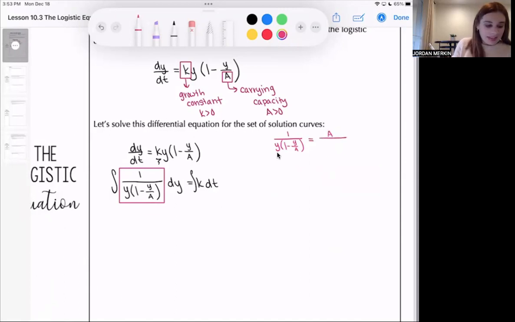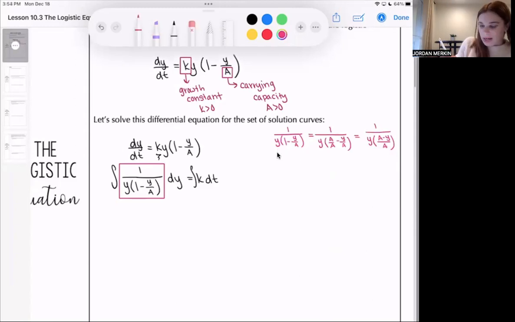let's see, well, let's actually do a little bit of algebra first before we deal with this. So let's go ahead and we're gonna be a little sneaky. We're gonna do some rewriting first. I'm gonna rewrite this as 1 over y times A over A minus y over A. I'm going to try to find a common denominator, combine some things in the denominator first. So I end up with 1 over, let's see, y times A minus y all over A.